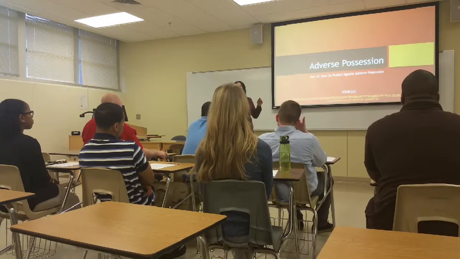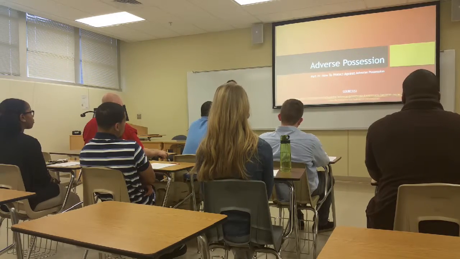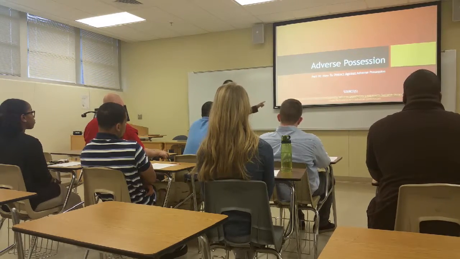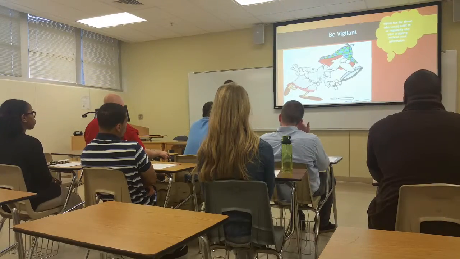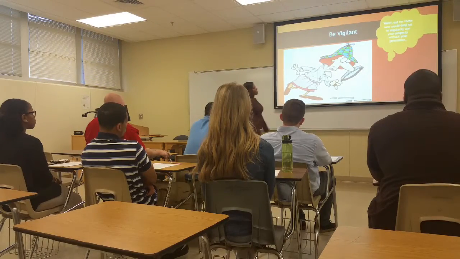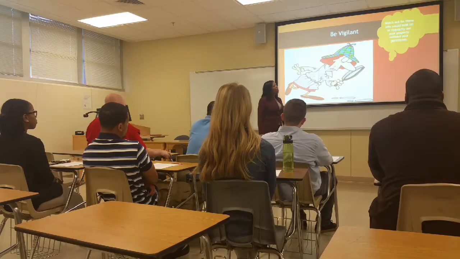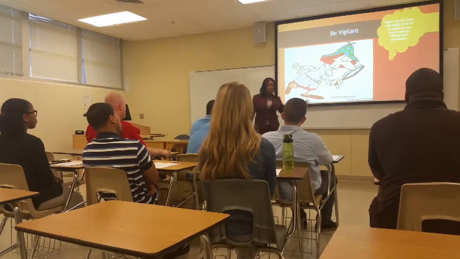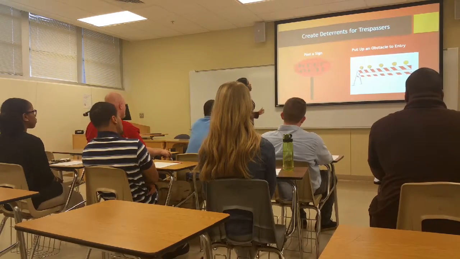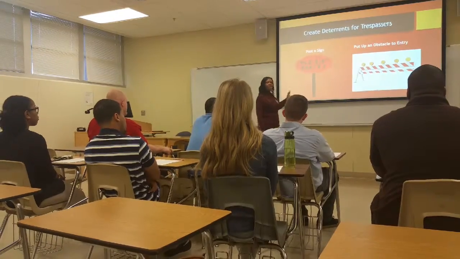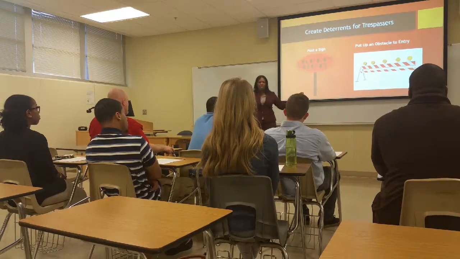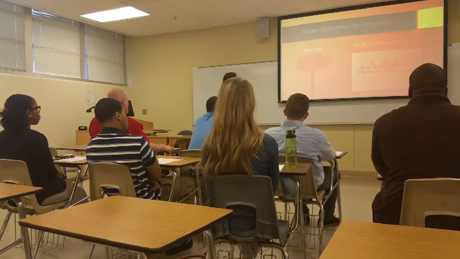So let me tell you how you can protect against that, because they have to meet all 5 of those steps. If you do any of these things I tell you about, then you will be able to protect your property. Be vigilant. Watch out for those who would squat on or regularly use your property. Look for somebody to be on your property you're not using. Create deterrents. Put up signs. No trespassing. This blocks them from being able to get adverse possession of your property.